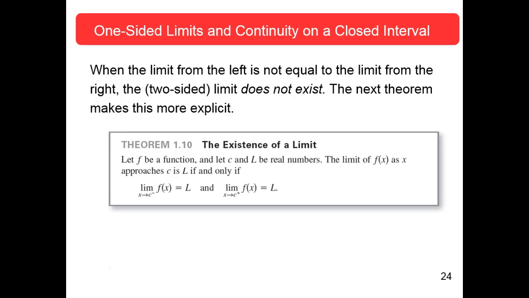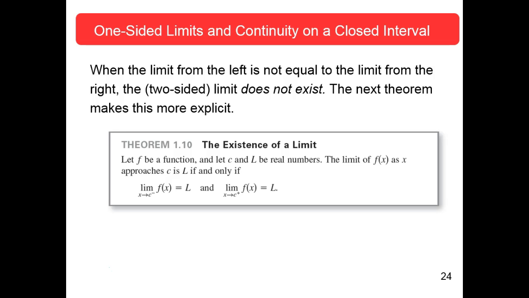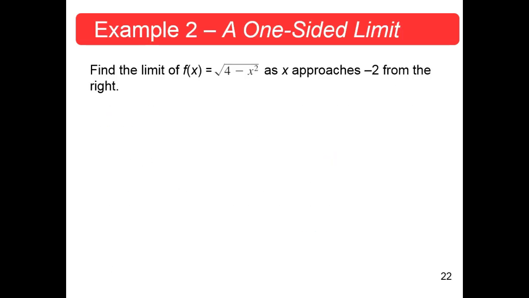All right. Now, so they just sort of left you hanging there. Let's see what they're going to do next. And the limit from the left is not equal to the limit from the right. The two-sided limit does not exist. Next theorem makes that more explicit. Now, it just feels like to me they left off something here, did they? Yeah, they did. They left off example 3. So let's go back and do example 3.